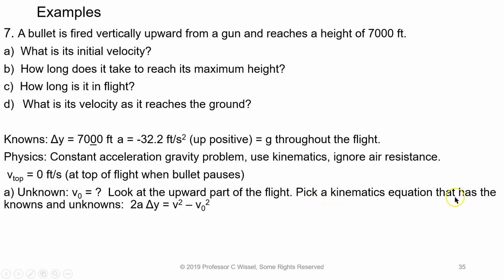We're going to pick a kinematics equation that has the knowns and unknowns. And I look around. I want this. I know v at the top is 0. That's this.